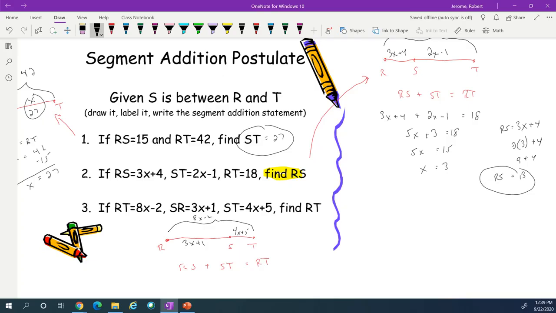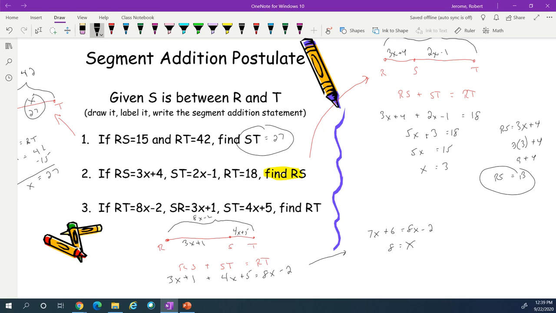So I just want to plug it into the correct place, RS. Well, RS and SR are the same thing. So that's 3x plus 1, ST, and then, of course, RT, 8x minus 2. So I'm just going to bring my work off to the side here, combine like terms. It looks like we have 7x plus 6 equals 8x minus 2. And I get 8 equals x.